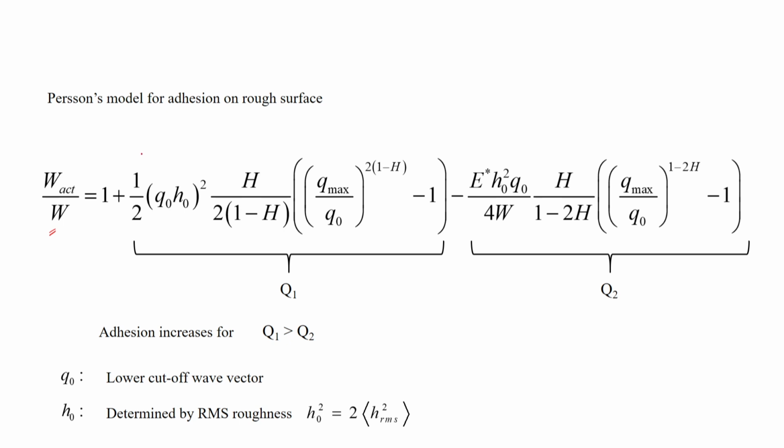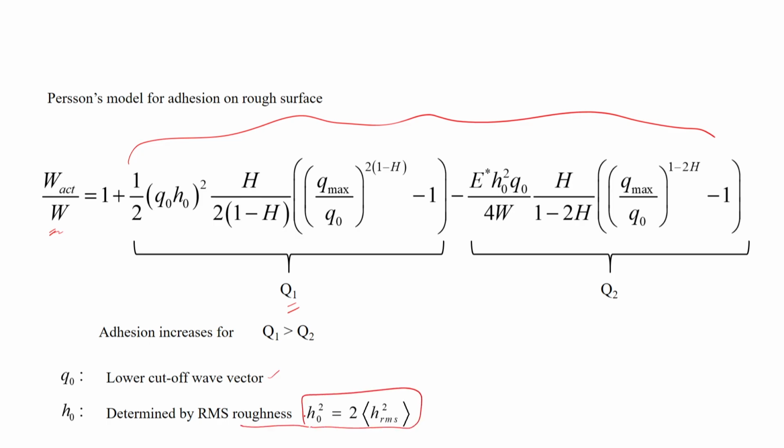Now this whole quantity will be positive if Q1 is larger than Q2. That means if Q1 is larger than Q2, then there will be an increase in adhesion. On the other hand, if Q1 is less than Q2, then the actual adhesion decreases. Here Q0 is the lower cutoff wave vector, and Qmax is the higher cutoff, that is the resolution of the AFM tip or whatever magnification you are going for. Then H0 is determined by the RMS roughness of the surface by this relation. These are the definitions.